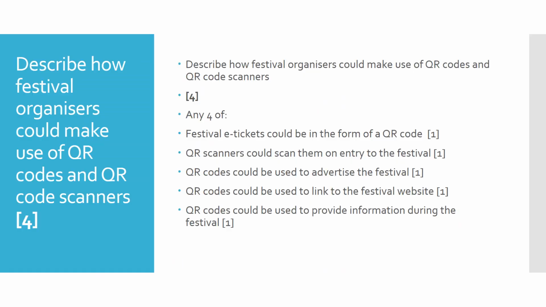Okay, so this is another question: how could festival organizers make use of QR codes and QR code scanners? Festival organizers can use QR codes in the form of e-tickets, they can use them for entry to the festival, to advertise the festival, to link to the festival websites, and to provide information during the festival. I have mentioned 5 points, you can write any four.